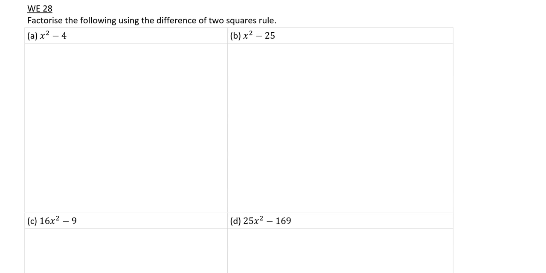Okay. Shh. So, factorize the following using the difference of two squares rule. You do really need this, this is the most important part of the whole day. The whole day? Yeah, the whole day. Okay, so we want to use our rule to factorize this.